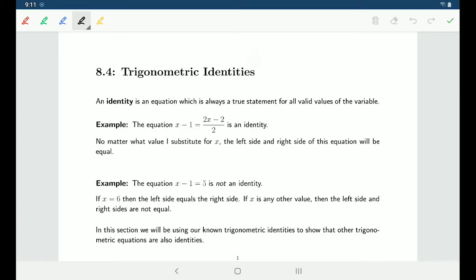Okay, welcome back everyone. In this video, we're talking about trigonometric identities. We'll be proving trigonometric identities hold, and before we get there, we need to talk about what an identity is. And that's just any equation which is always a true statement.